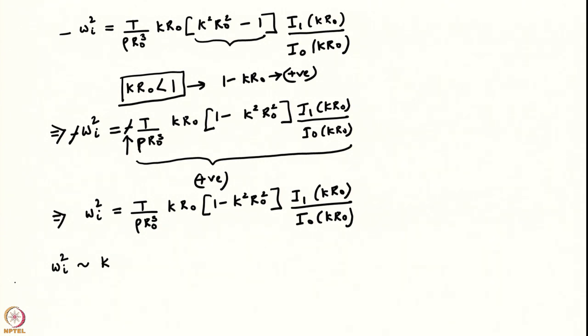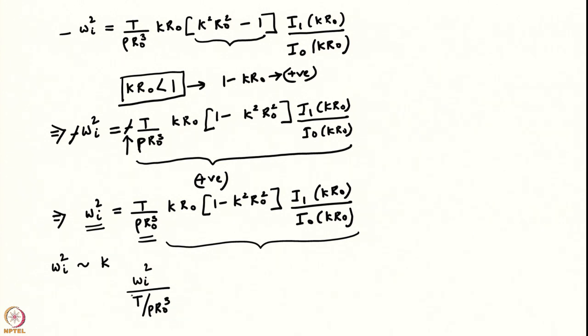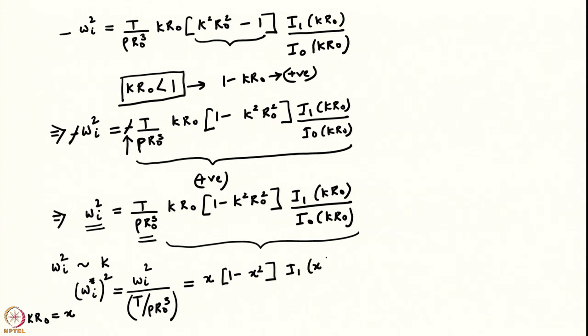Now I want to plot this in a non-dimensional way. So this is related to my growth, and I can non-dimensionalize this by T by rho r naught cube, because this part is non-dimensional. So if I divide omega I square by T by rho r naught cube, then I will call this some non-dimensional quantity omega I star square, and the right hand side just becomes whatever I have written. I am going to use the notation kr0 is equal to x. It is a non-dimensional quantity, so this can be written as x into 1 minus x square, into I1 of x divided by I0 of x.